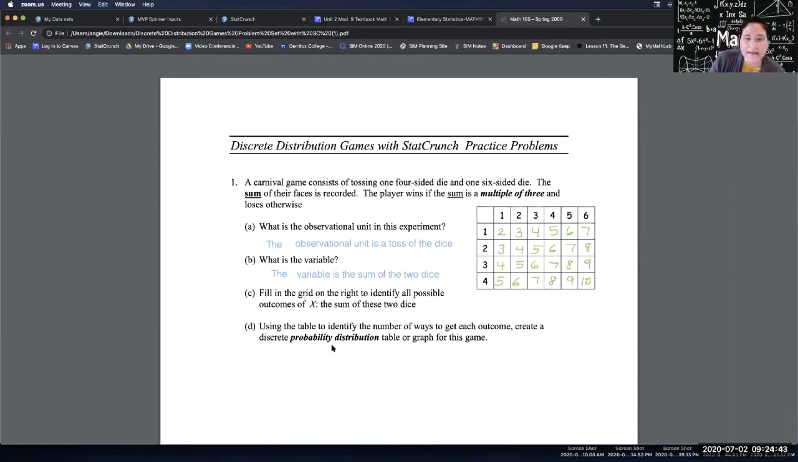So the X is... everybody with me? Give me a thumbs up if you're with me. Okay, all right, cool. Very good. So now if I want to make a table for the probability distribution, remember that X is the sum of these two dice. So what I'm going to do is just create my table.